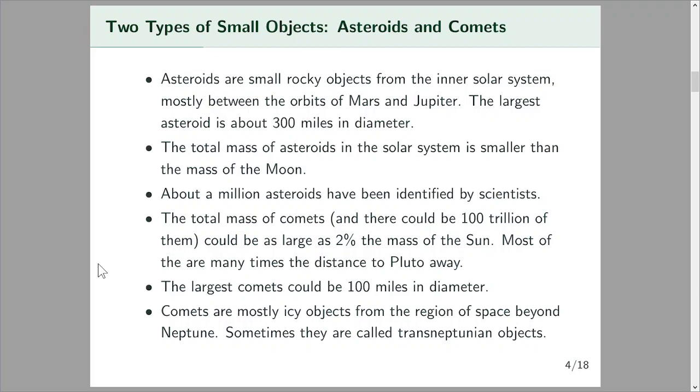So we talked about the 2 types of large objects. Now there are 2 types of small objects. We call them asteroids and comets. Asteroids are small rocky objects from the inner solar system, mostly between the orbits of Mars and Jupiter. The largest asteroid is maybe 300 miles in diameter. There aren't that many of them. The total mass of the asteroids in the solar system is smaller than the mass of the Moon. So if you scooped up all the asteroids in the asteroid belt, you wouldn't have the mass of the Moon.